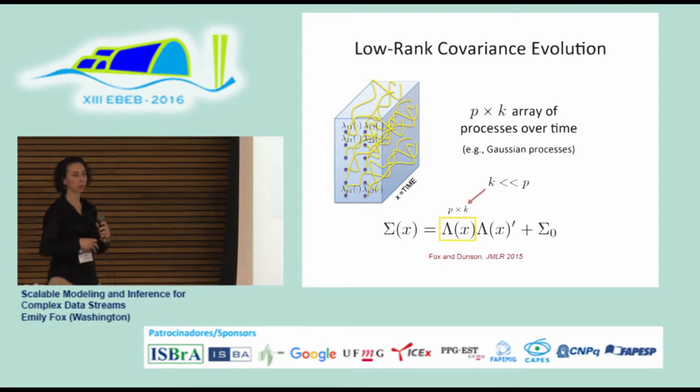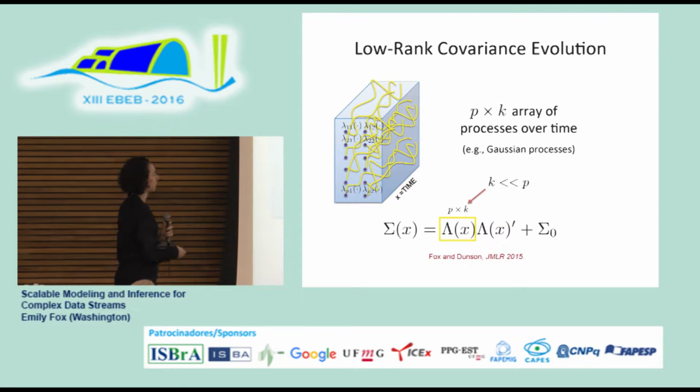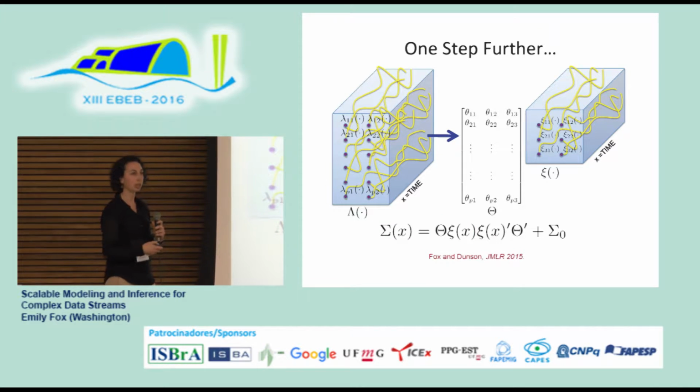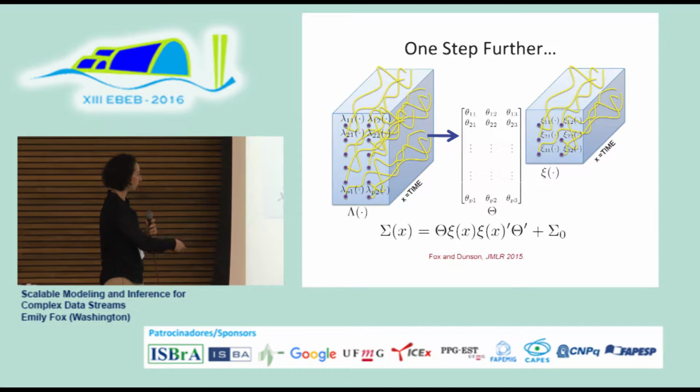But this still represents quite a large set of processes over time that we have to model. Remember, p we're assuming is really high dimensional, a really large number. So p by k array of processes is quite a large piece to handle. So we're going to make another, in essence, factor assumption, which is that this array can be described as a weighted collection of a much smaller set of dictionary functions over time. Okay, so this is the model that we're going to use in our analysis. So on the bottom here, we see the resulting covariance decomposition.